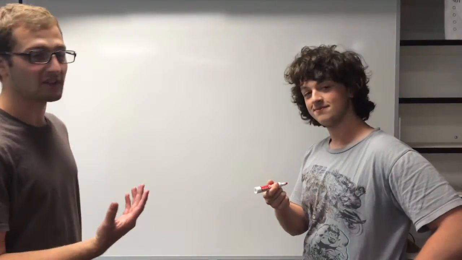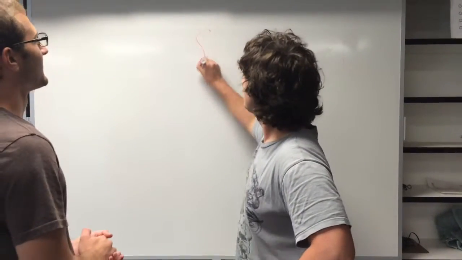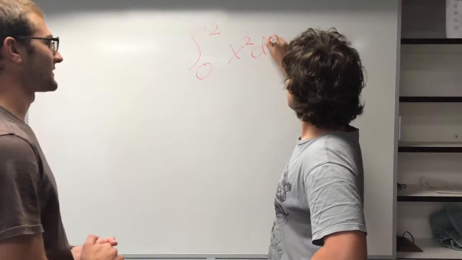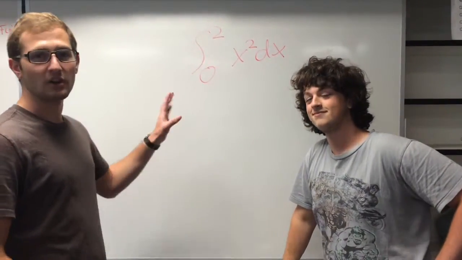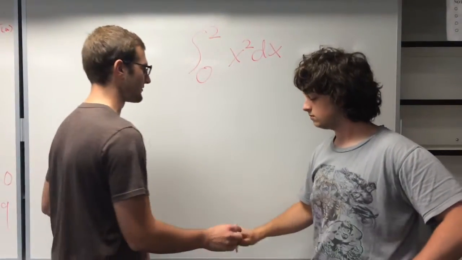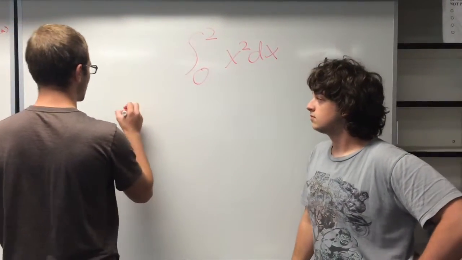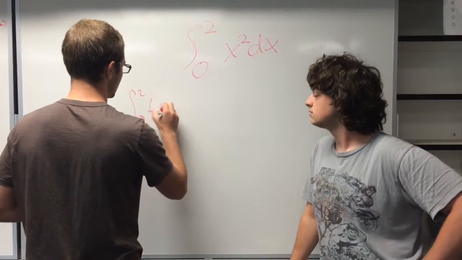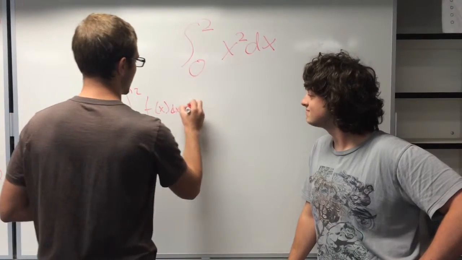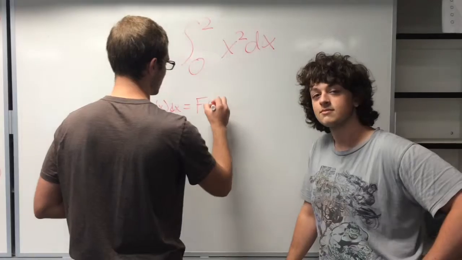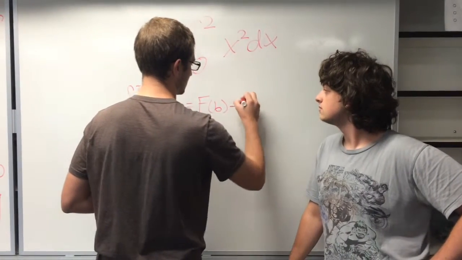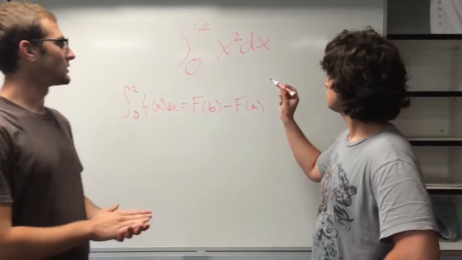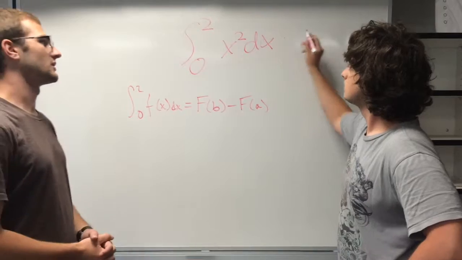So for our introduction to calculus, we have our first problem, Ethan, which is the integral with bounds 2 and 0 of x squared with respect to x. To solve this definite integral, we're going to use the first fundamental theorem of calculus, which states that over a closed interval, the integral of a function is equivalent to the antiderivative at bound b minus the antiderivative at bound a. The first thing Ethan's going to show us is the antiderivative of our function, x squared.